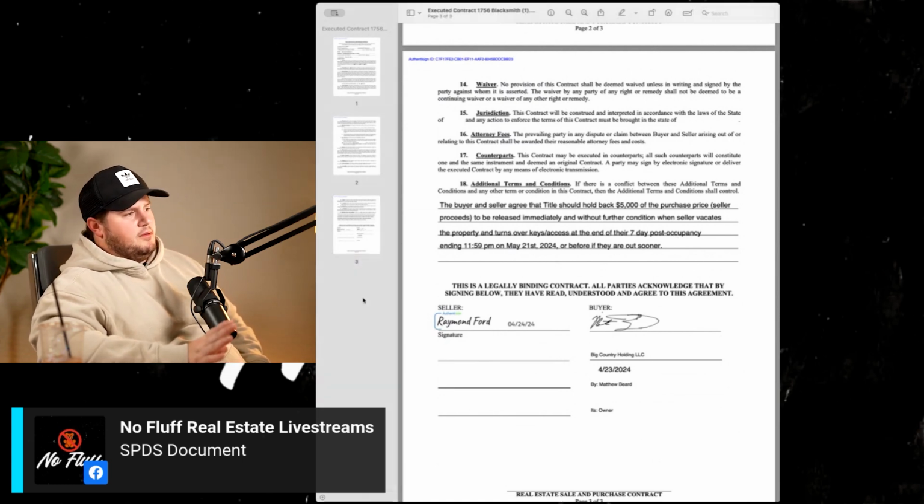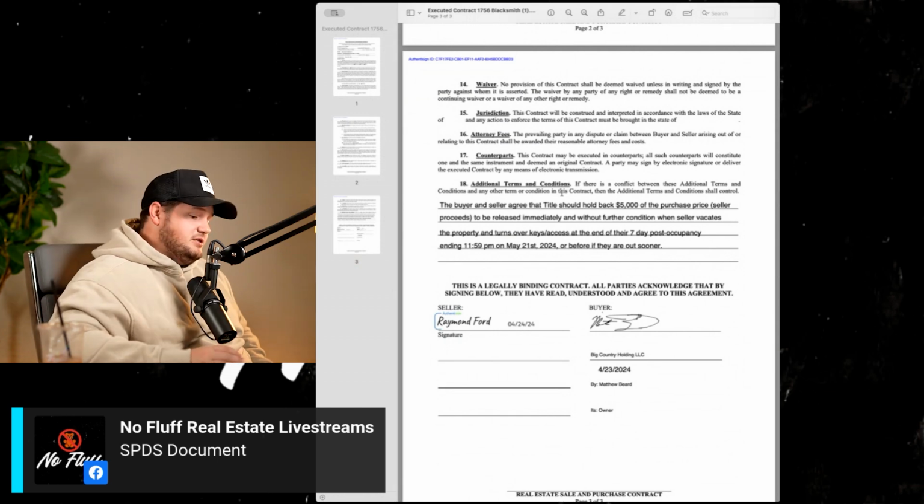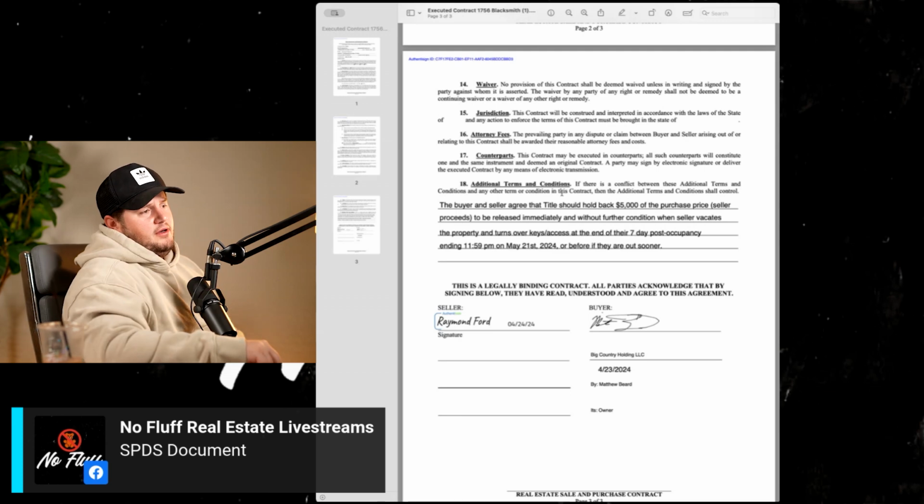This is the most important part of the contract. This is my favorite part of the contract. This is where you write in any weird terms or anything specific to the transaction. So if I promised the seller I was going to get him a dog, I would write it in here.